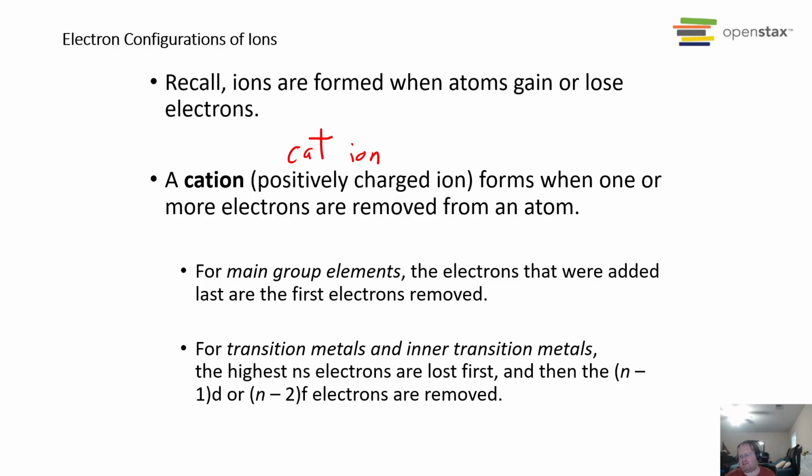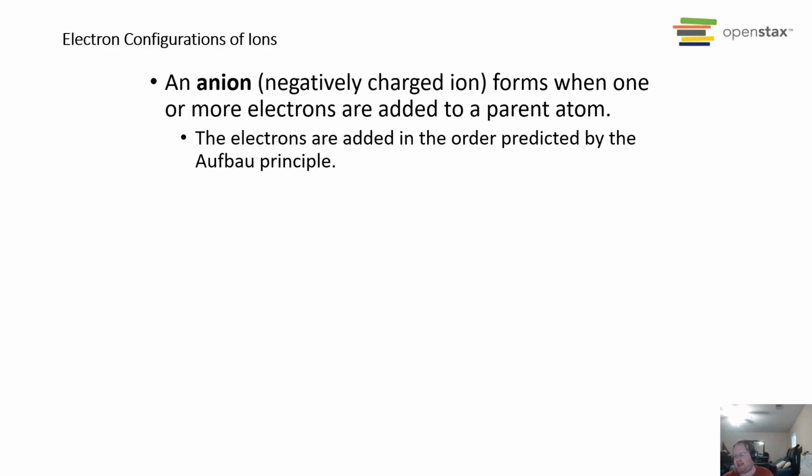So for the main group elements, the electrons that were added last are first removed. For the transition metals and the inner transition metals, they lose their s electrons first before they lose their d or f. It has to do with the fact that the energy levels for those orbitals are very close, and as the atom gains electrons, it's going to shift them a little bit, so it changes which ones are likely to leave. And then if you have an anion, it goes the other way. It gains electrons, and so you'll put new ones in.